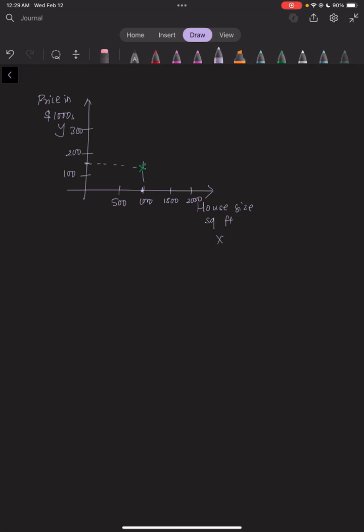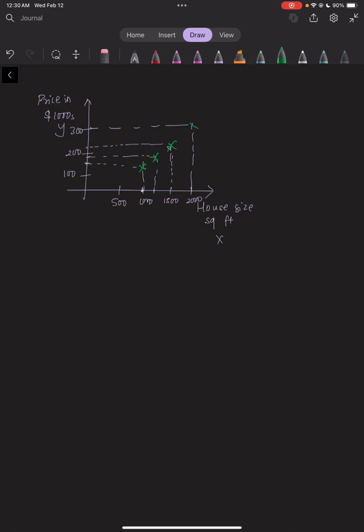I have another house which is 1,200 square feet, somewhere here, and the price for it is 180, so somewhere here. Of course this is very roughly done. And I have another house which is 1,500, and the price for this is 225, so somewhere here. Okay, and then bam. Now finally I have my biggest house, which is 2,000 square feet, and that one costs 300,000.